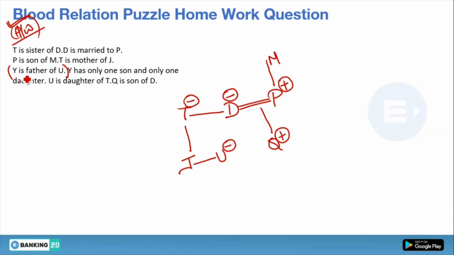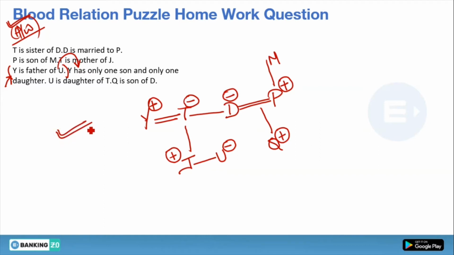Now we have one line left, that is Y is the father of U. If Y is the father of U, we know that T is the mother of U. So Y and T become a married couple because it is mentioned that Y is the father of U. So Y will become male. And in the next line it is also written that Y has only one son and one daughter. We know that Y has only one daughter, then J will automatically become the son of Y. So we will use a positive sign. So this is the solution of this puzzle.